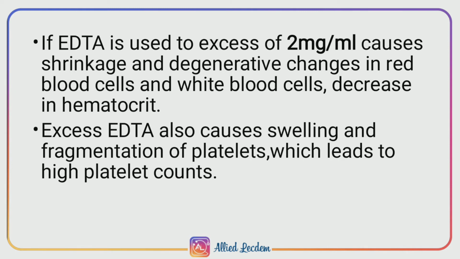If EDTA is used in excess, that is more than 2 mg per ml, it will cause some changes like shrinkage and degenerative changes in RBCs and also in WBCs, along with decrease in hematocrit. It also causes swelling and fragmentation of platelets, which further leads to high platelet count. So, EDTA should be used accurately to prevent error values.